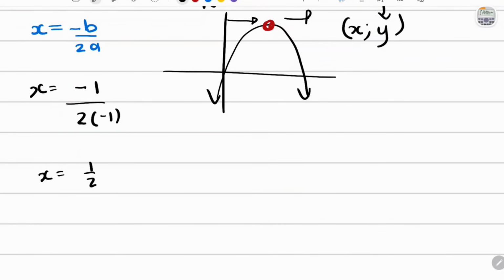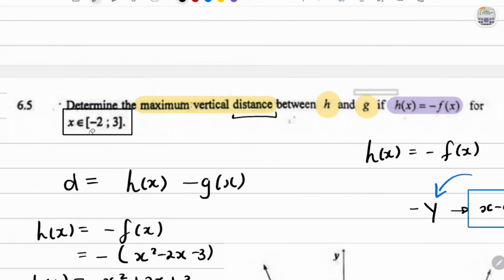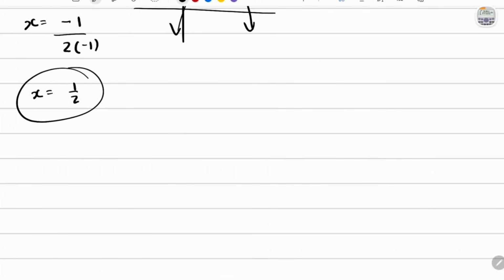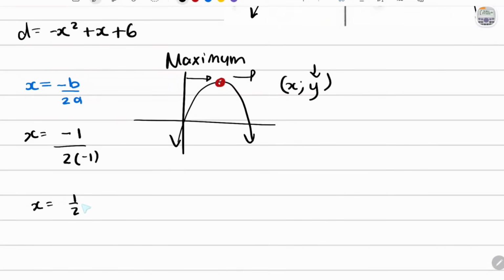Okay, and here's the special thing about it. You see that? A half, and look at the hint they gave us. This was a hint. That's all this is. They told us that x is an element of negative 2 to 3. Meaning the x value you're going to substitute into your equation to find your maximum vertical distance is going to range between negative 2 to 3. And a half really does. It is between negative 2 and 3. So we're going to take that half to find that maximum vertical distance. We're going to go ahead and substitute it into our equation, because a half right now is just the x value at which this parabola will be at a maximum.